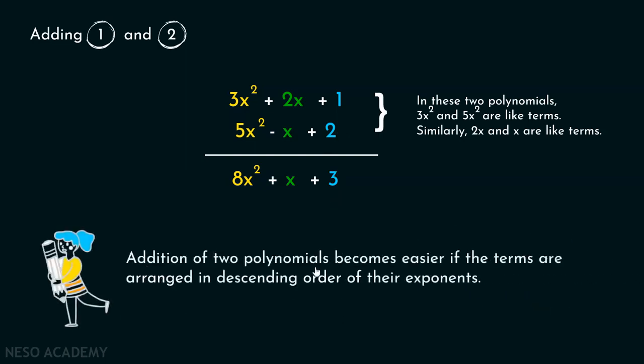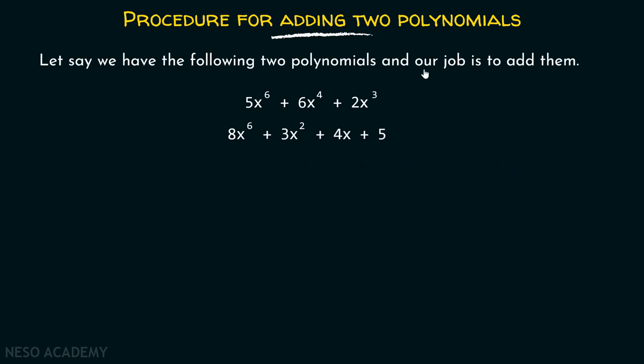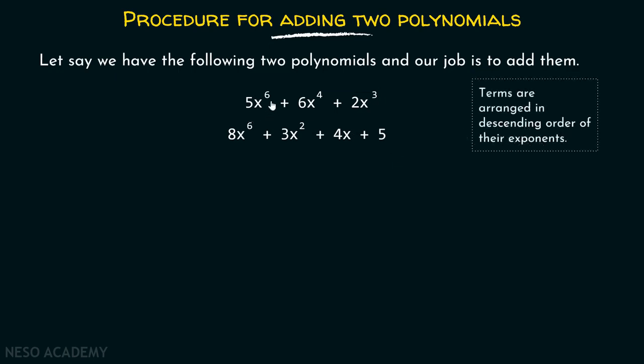Now we know addition of two polynomials becomes easier if the terms are arranged in descending order of their exponents. You can clearly see this, that the addition becomes easier when the terms are arranged in descending order of their exponents. Order is important. Now let's see the procedure for adding two polynomials. Let's say we have these two polynomials and our job is to add them. Terms are arranged in descending order of their exponents. You can clearly see this in these two polynomials. This makes the addition operation easier. We'll see why in a moment.